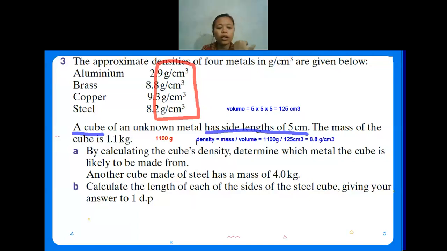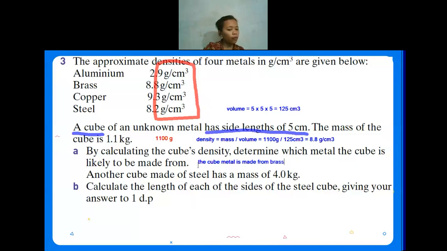So now we read the question: by calculating the cube density, determine which metal the cube is likely to be made of. So the metal is made from? Brass. Yeah. Is there anyone having any question? No. Okay, if you have no question, it's not time's up yet, right? So I think we can continue until question B.